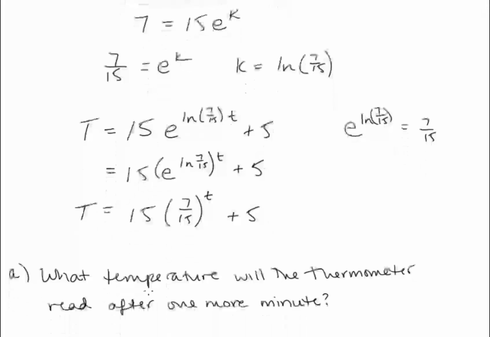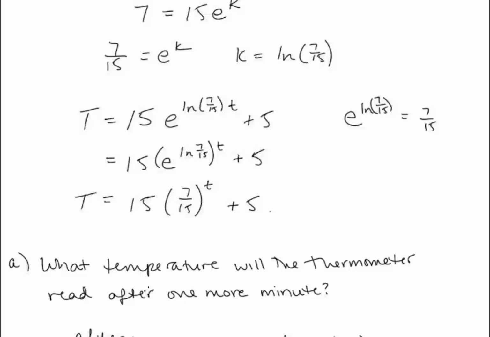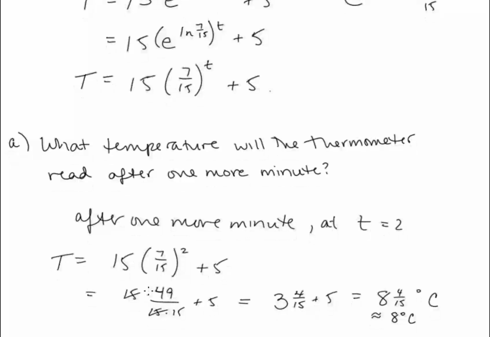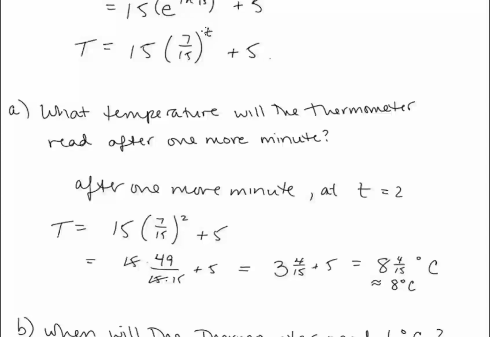Now part A of this question says, what temperature will the thermometer read after 1 more minute? So 1 more minute would be little t equals 2. So we plug little t equals 2 here, and we simplify, and that's approximately 8 degrees Celsius.